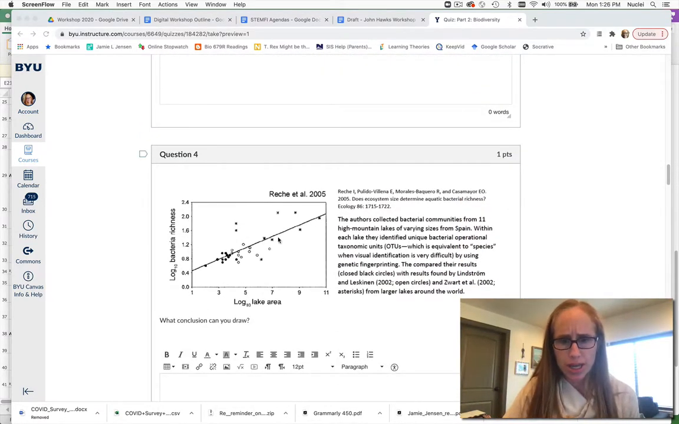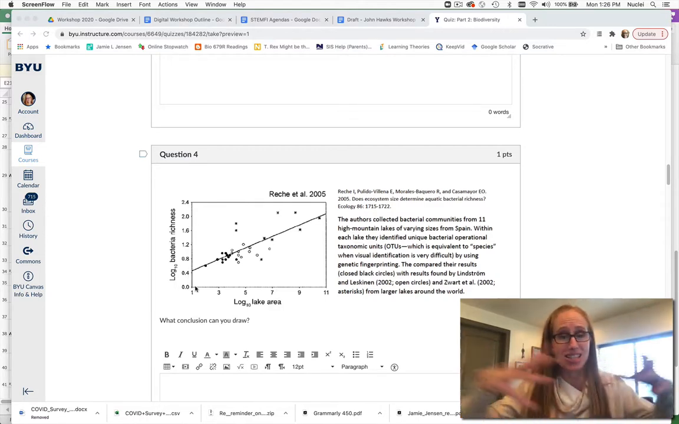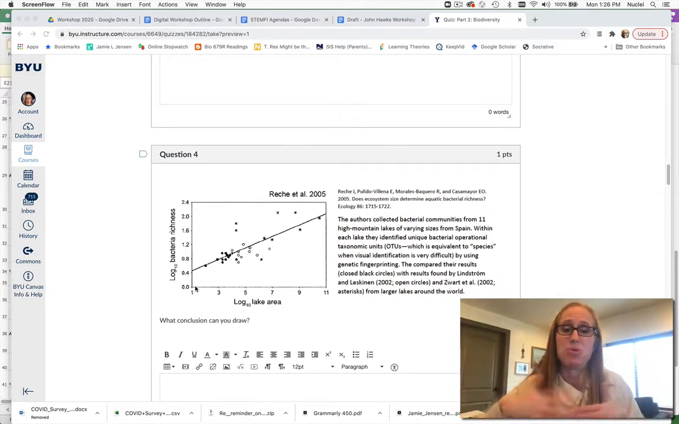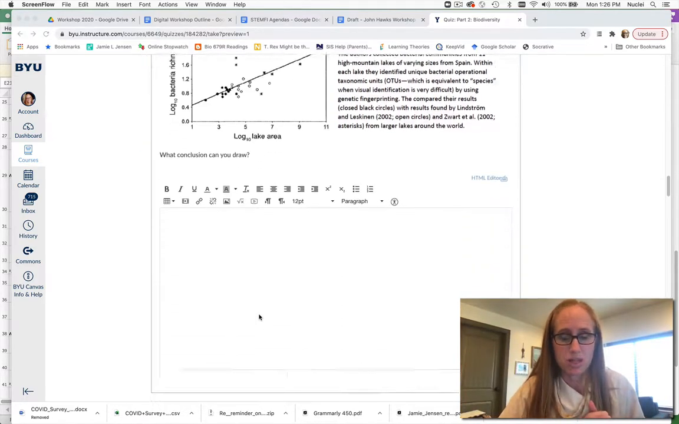This one here is they were looking at a lake and the amount of bacteria, and this is basically just the area of the lake versus the number of bacteria species. And obviously, as the lake is bigger and there's more room, you're going to have more species. So that one's kind of an obvious one.